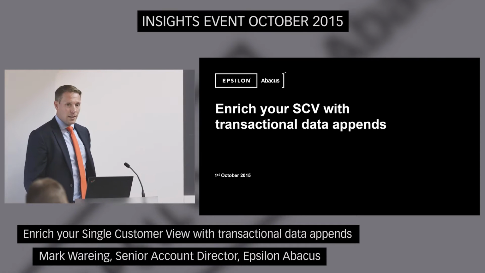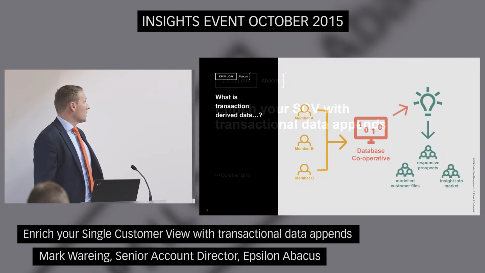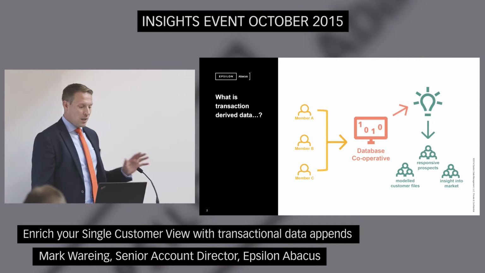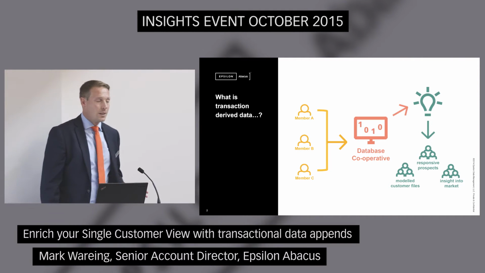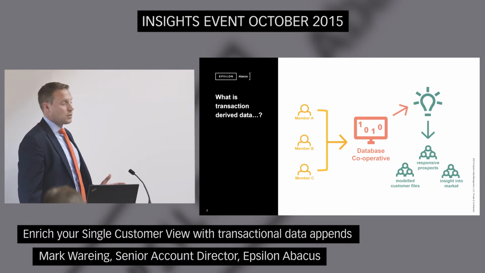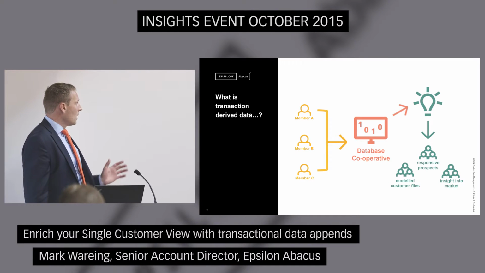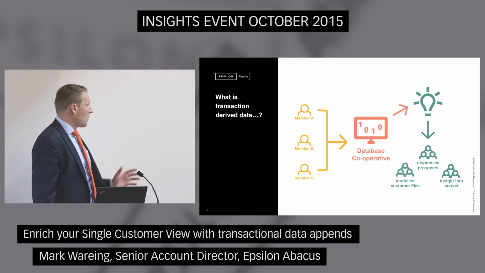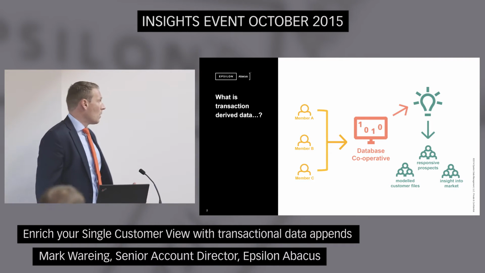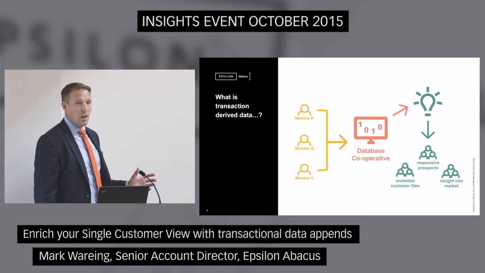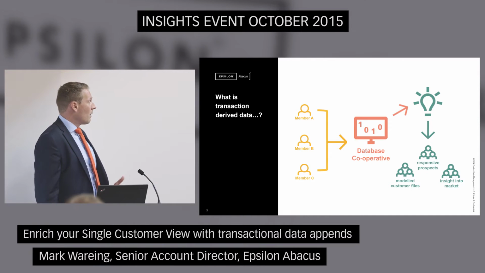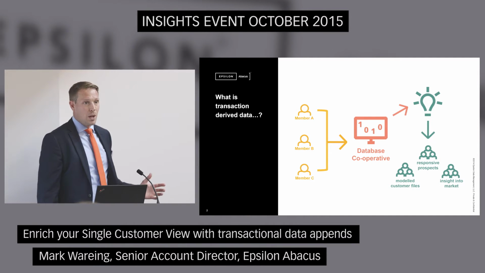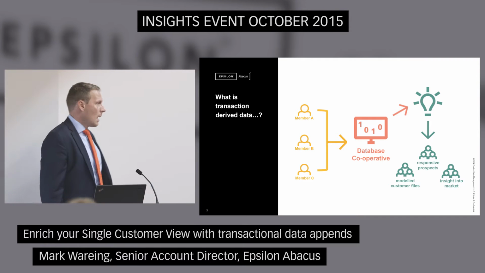So Luke and the guys have obviously talked to you about the importance of a single customer view, but I'm going to talk to you a little bit about how you can enhance that single customer view with transactional derived data. So, as Lara's already said, what is transactional derived data? Well, certainly the Abacus Alliance is comprised of transactional data coming in from all of our members to essentially create a very large single customer view of people's buying habits in the UK.